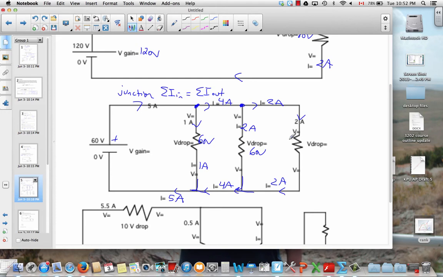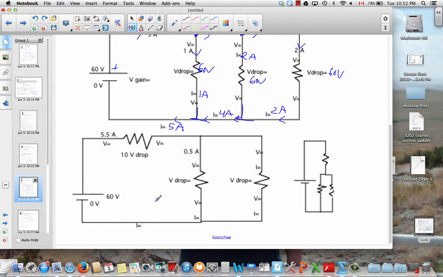Here's a final loop, this one around the outer resistor. There's a gain of 60. There must be a loss of 60 across this resistor. A third and final example here, a 60-volt cell. Let's do the loop law first. You gain 60, you lose 10. There's a 10-volt drop there.